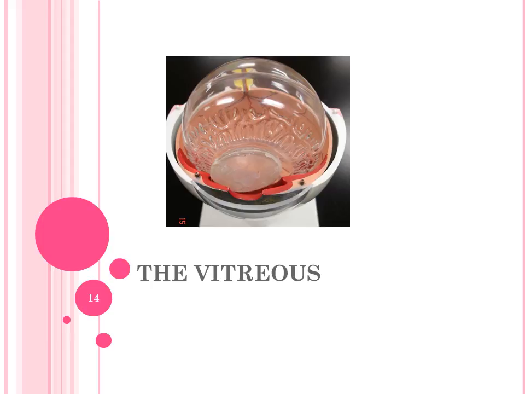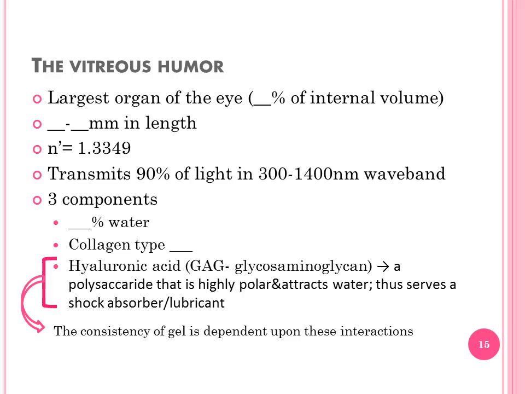Okay, the vitreous. So the vitreous humor is the largest organ of the eye, and that makes sense because it's that jelly liquid that basically fills that inner portion. It makes up about 80% of the internal volume. It's about 15 to 16 millimeters in length. Its index of refraction is 1.3349. It transmits 90% of light in the 300 to 1400 nanometer waveband.